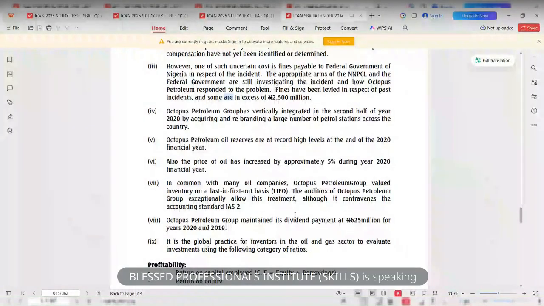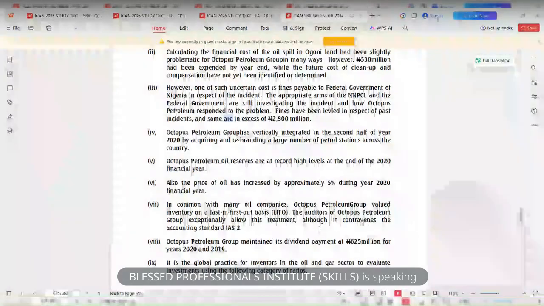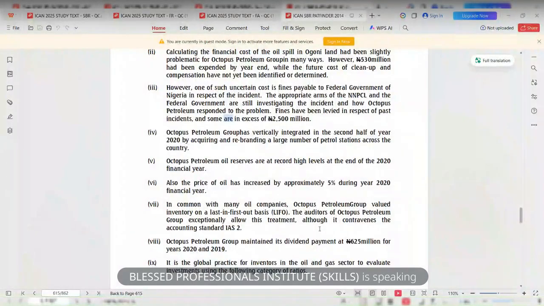Yes, they told us that they ventured into some acquisition and rebranding, and as a result, their profit actually increased. So you can tell them the reason why their profit increased as you are doing your analysis and interpretation. The strong position of profit performance of Octopus is also reflected in the return on capital employed, which increased from this to this. It is not necessary that you structure your report like this. Don't forget what I said.